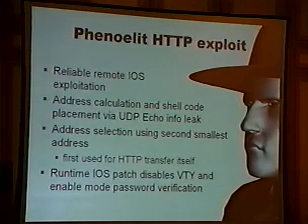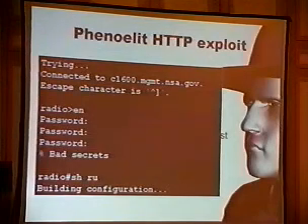So the Fieldlit HTTP exploit. We actually named it Cisco Casum Est for those who are fluent in Latin. What we do is reliable remote iOS exploitation, address calculation in the shellcode, and address calculation and shellcode placement in the UDP echo, the address selection using the second, or actually this is not quite right, using the third smallest address, because for 11.2 series iOSs, it turned out that the third smallest address is the best one to use. Don't ask me why, there are about 3 or 4 guys from Cisco sitting here, so ask them. Runtime iOS patching, disable VTY and enable mode password verification, and be happy. And this is how it looks like. Enjoy yourself.